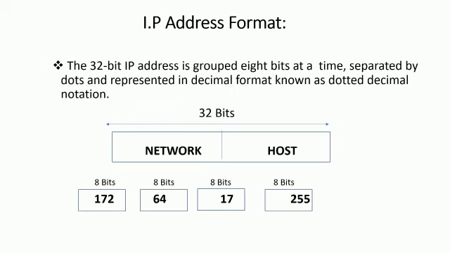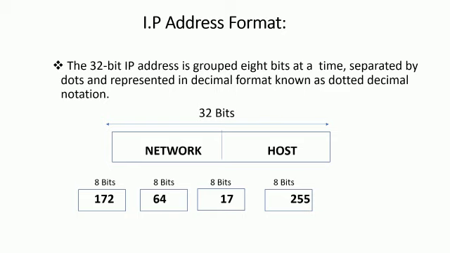IP address format. The 32-bit IP address is grouped 8 bits at a time, separated by a dot, and represented in a decimal format known as dotted decimal notation. The following figure illustrates the basic format of IP address. As you may see, it is a 32-bit long IP address that includes your network ID and host ID. These two IDs had been discussed in the previous slide, but let me give a quick recapitulation of these IDs.